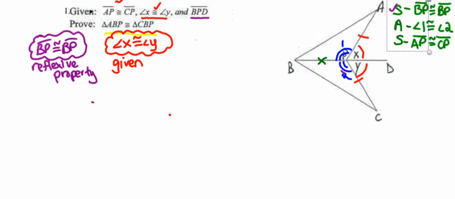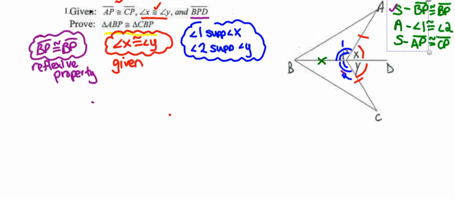We can see in the diagram that angle 1 is supplementary to angle x. We can also see in the diagram that angle 2 is supplementary to angle y. And I can't just say diagram. I have to be specific about what it is in the diagram that makes those guys supplementary. So when I look at the diagram, I see that angles 1 and x form a linear pair, as do angles 2 and y. So I'm going to say linear pairs are supplementary.